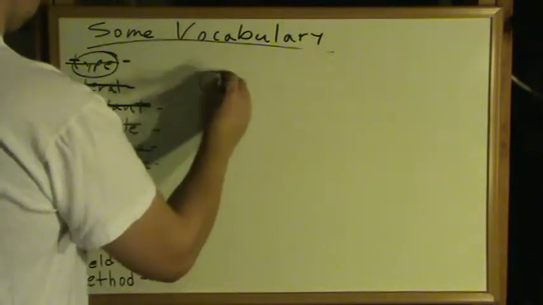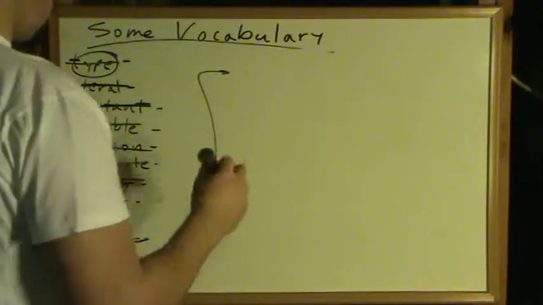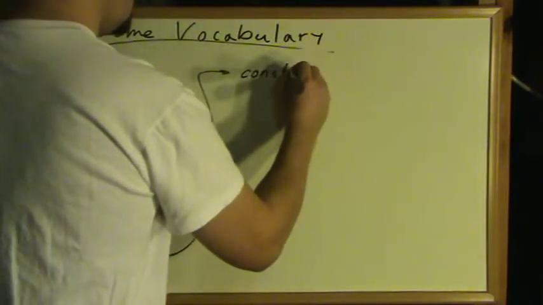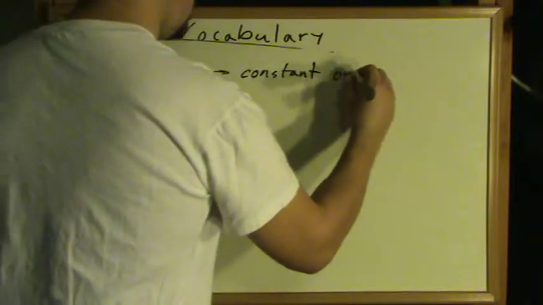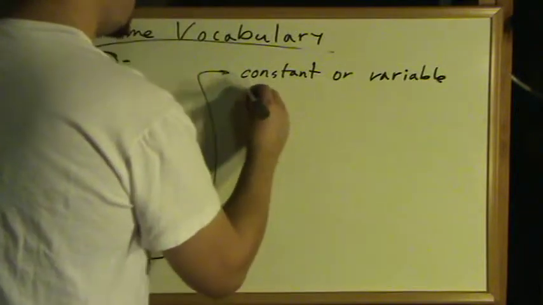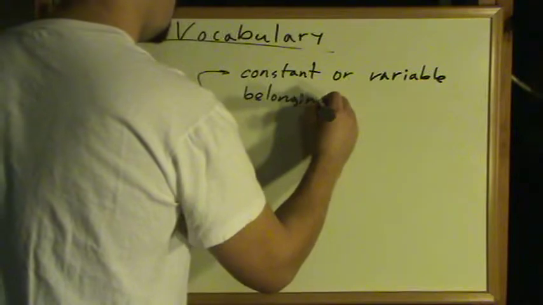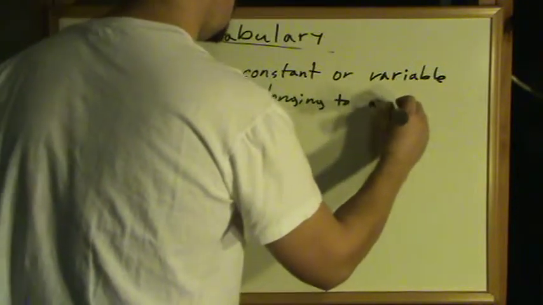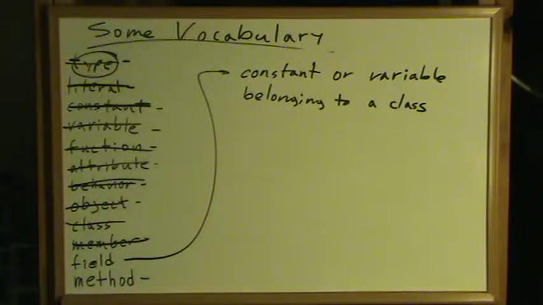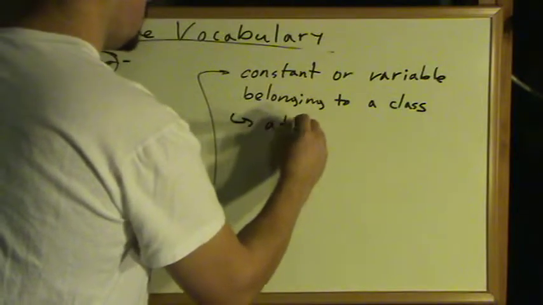A field. A field is not somewhere where grass grows, or you can play sports. It is a constant or variable belonging to a class. Okay? So fields are really attributes.